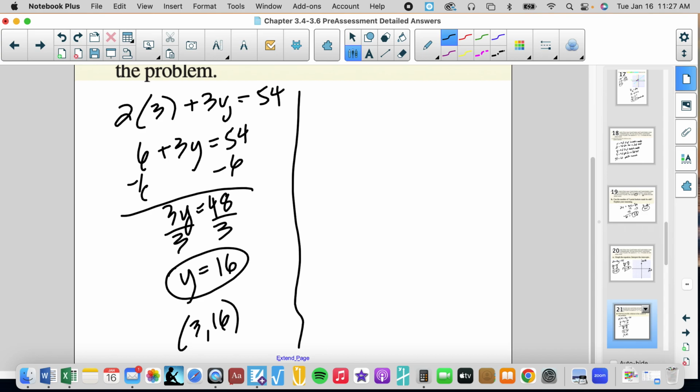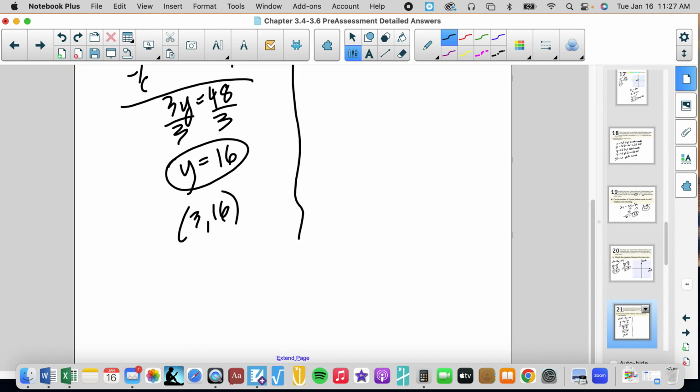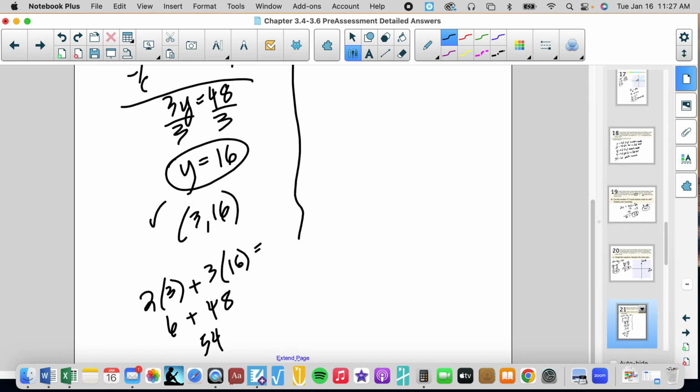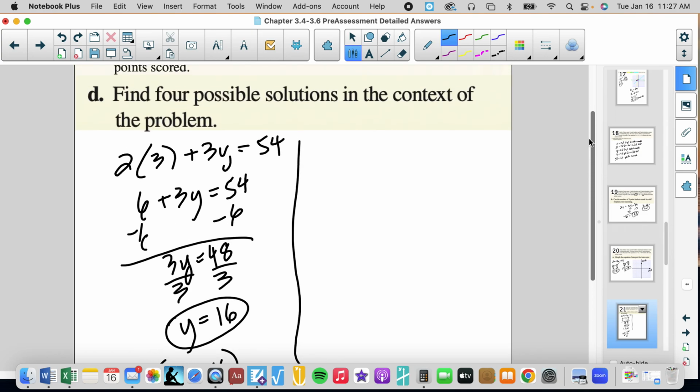That would be one solution, because if we have 3 2-point, well, let's do 2-point times 3 plus 3-point times 16, that should equal 54. That's 6 plus 48, which equals 54. So that solution works. And let's think of another one.